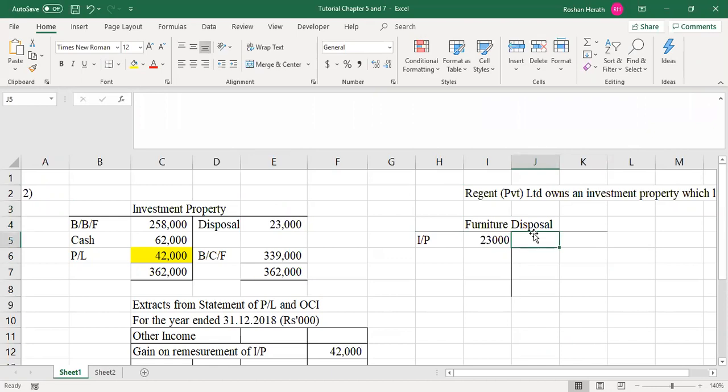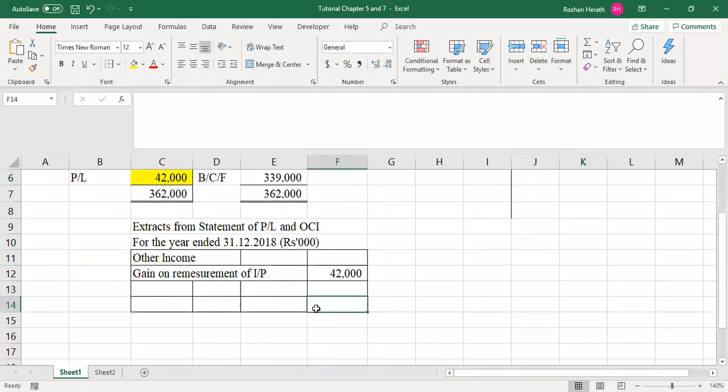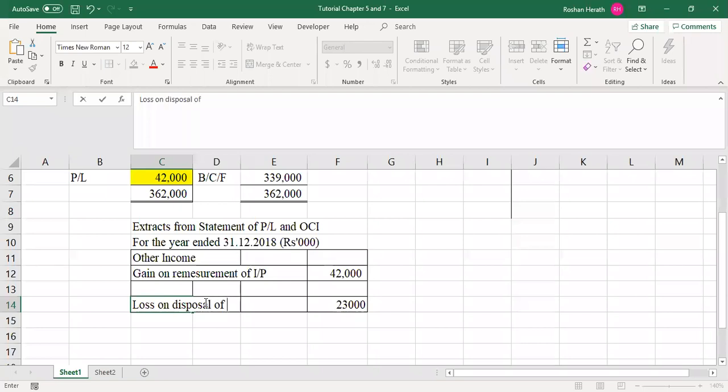So, you know, even the PP disposal, this is how we do. If you have cash, the cash gets debited, and it gets credited to the furniture disposal. Then the difference goes to the P&L. Here we don't have any cash proceeds, so therefore the entire thing is a loss to us. It goes to the P&L. 23 million, so therefore you might take 23,000 to the P&L. So the loss on disposal of furniture, 23,000. You may get that.